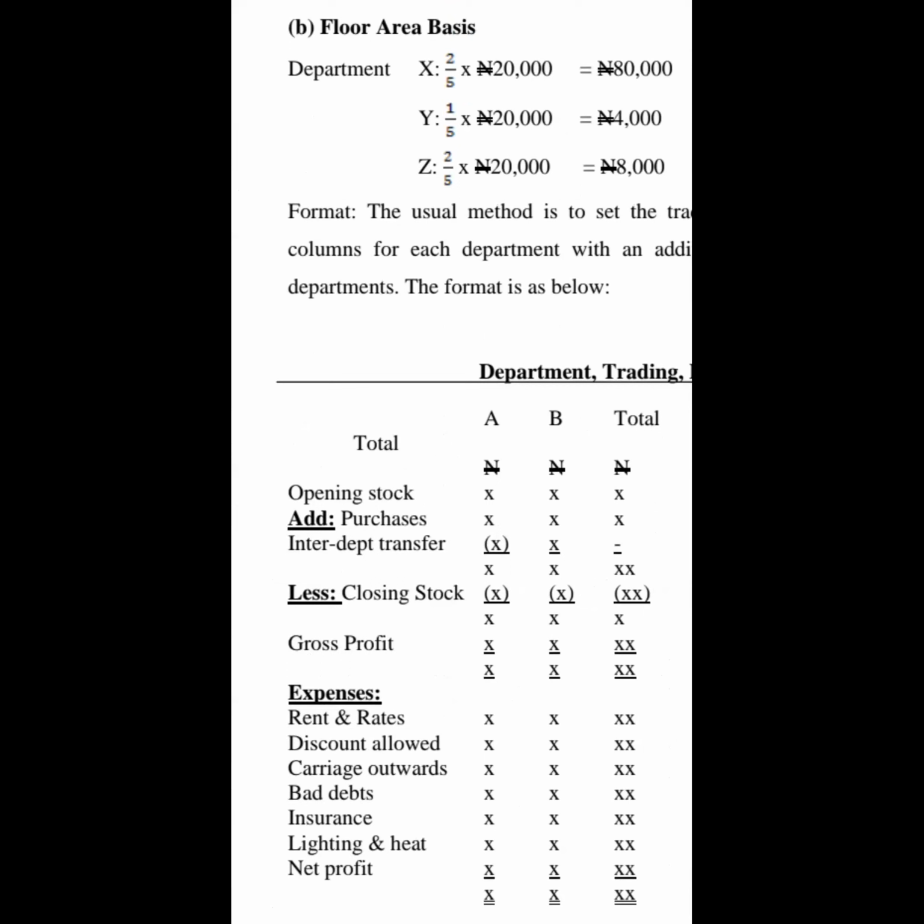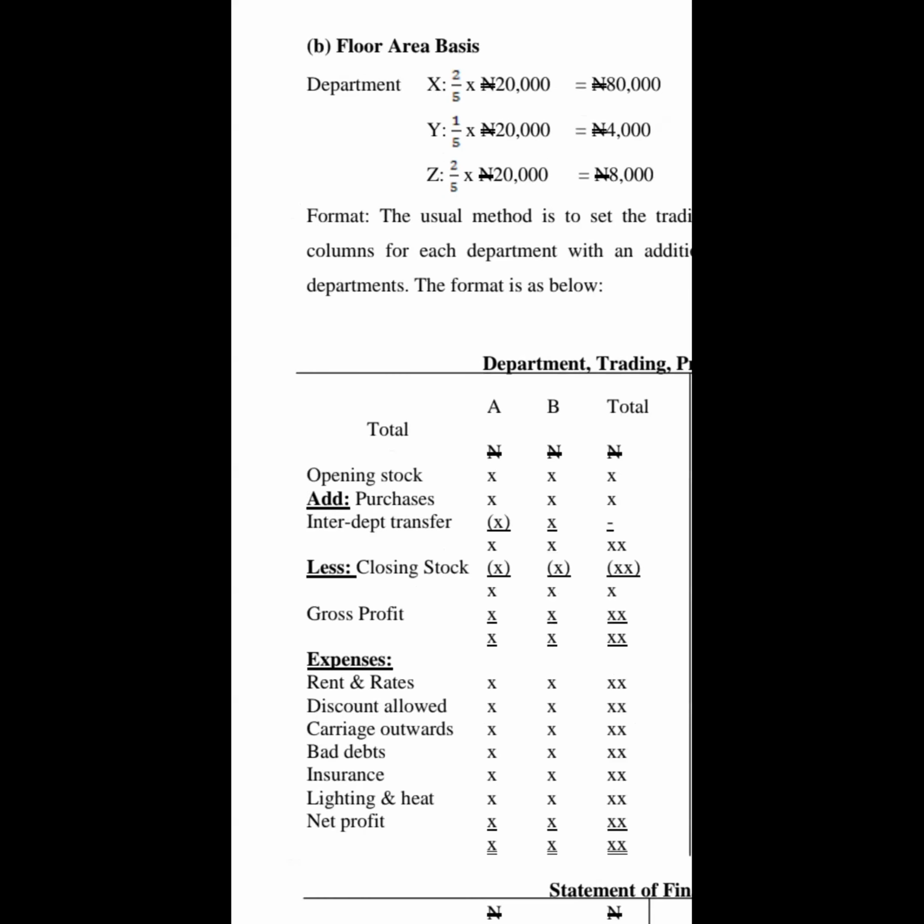When you add your purchases, if the company has transferred an amount to the other departments, you're going to deduct it from here. That's why you see it in brackets. So before you establish your cost of goods available for sale, then you deduct your closing stock and get gross profit, and then you do other things. So now we have a question here, Example 2. So we are going through Example 2 now.